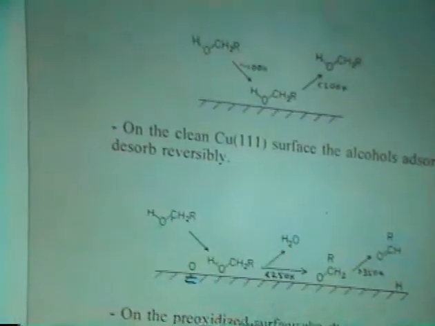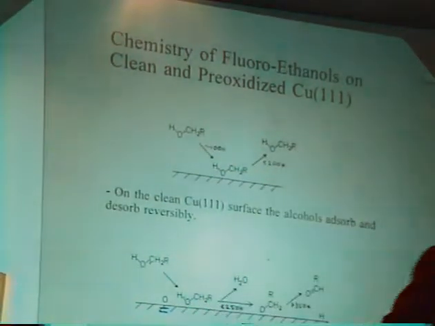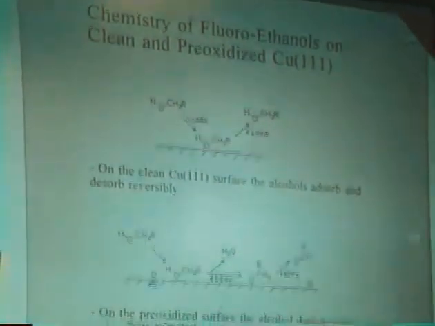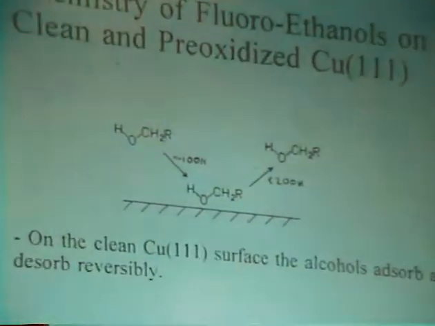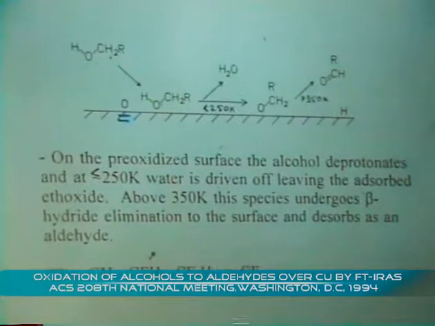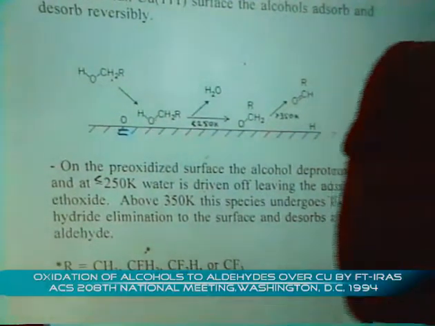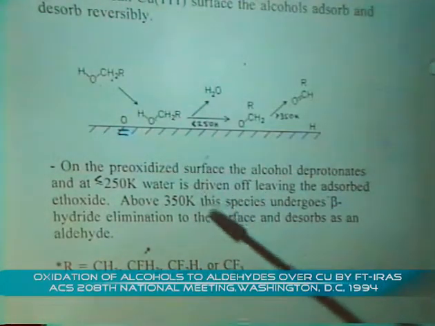This chemistry is very well understood by UHV surface science. Here I've shown it for ethanols and fluoroethanols, but it's completely general for short-chained alcohols. On the clean copper surface, the alcohols adsorb and desorb reversibly and molecularly, with monolayer desorption complete below 200 Kelvin. On the pre-oxidized copper surface, which is formed by exposing the clean copper surface at 600 Kelvin to high background exposures of molecular oxygen, the alcohols deprotonate.